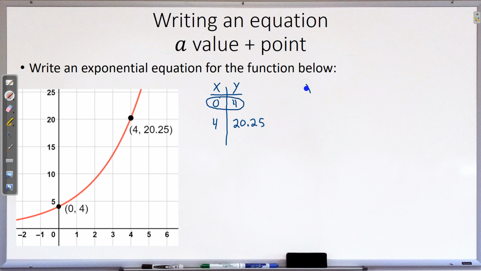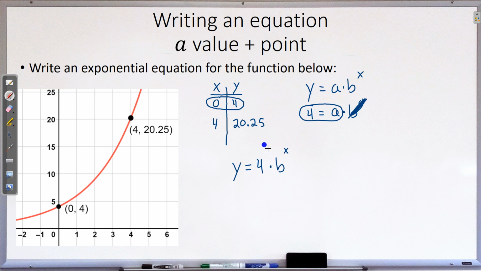If you think about this, y is equal to a times b to the x. Well, if we plug in y, which is 4, a times b, and we plug in x, which is 0, b to the 0 is just 1, that goes away, we are given a is equal to 4. So we basically get that for free. We don't really have to do that step again. So we start with the equation, y is equal to, we know a is 4, times b to the x.